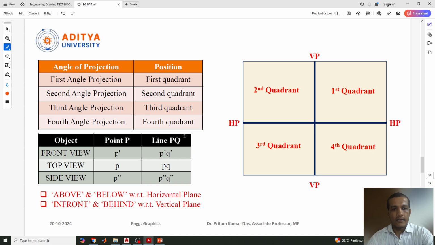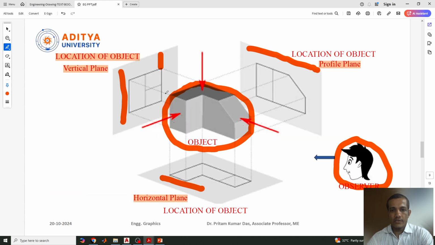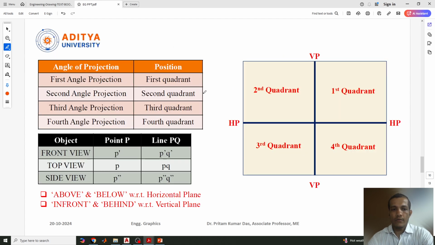A total of 4 angles are there, and the 4 angles of projection are categorized into different quadrants. As you can see, all this projection can be drawn in first angle projection. We are not going for the third angle projection. We won't draw the diagram in the second angle or fourth angle. We'll prefer the first angle projection. For that I'll create another video. What is the difference between first angle, second angle, third angle, and fourth angle? Basically we draw the diagram in first angle projection only.